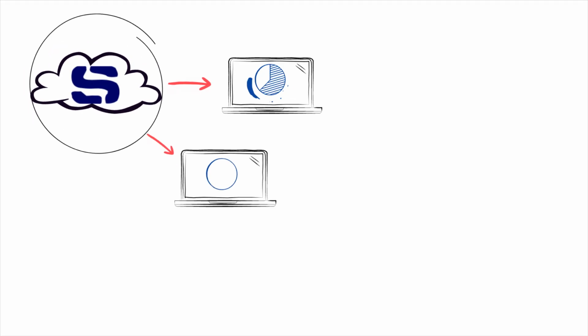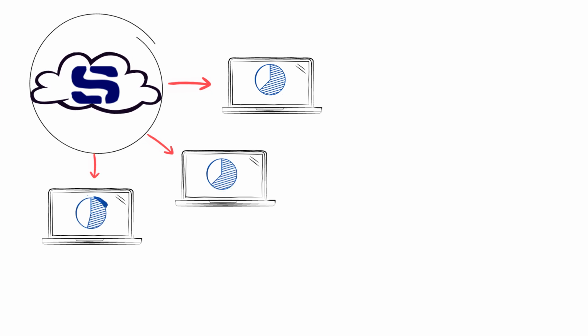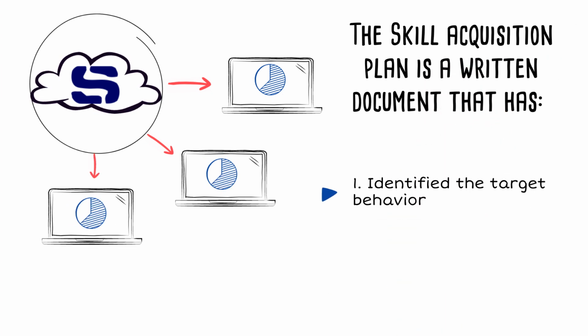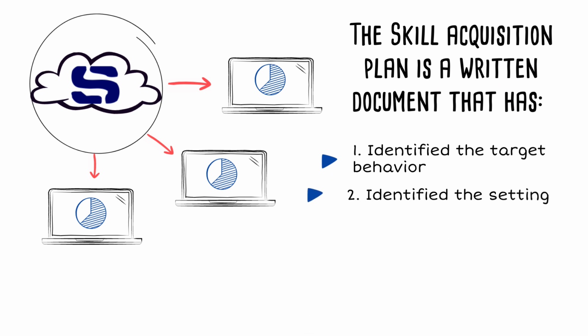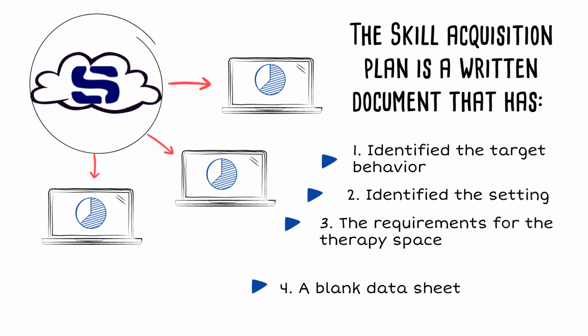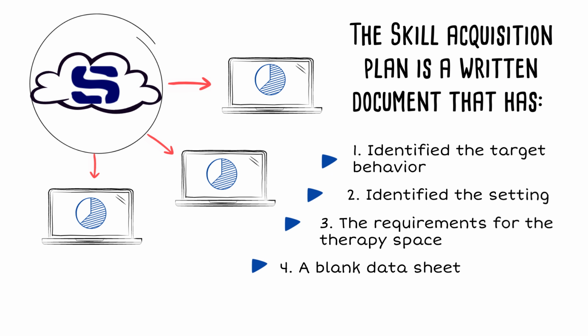To recap, the skill acquisition plan provides you with four important pieces of information: the target behavior, the setting, the setting requirements, and a blank data sheet. How do you prepare for data collection? You review the skill acquisition plan.